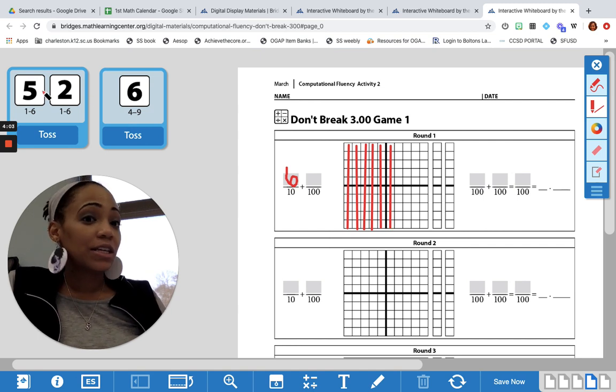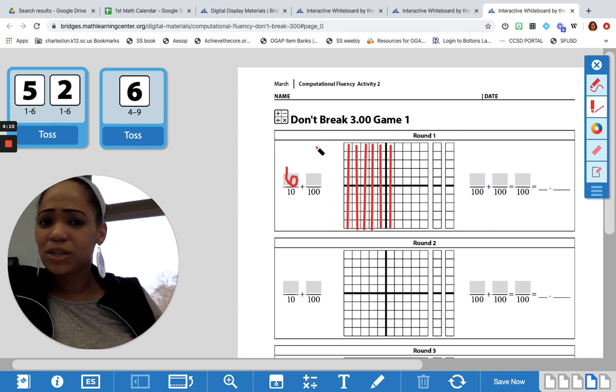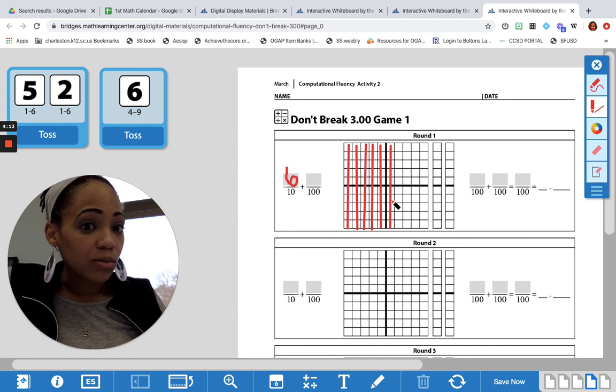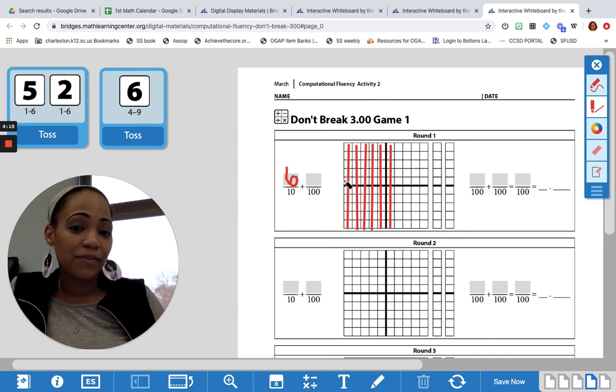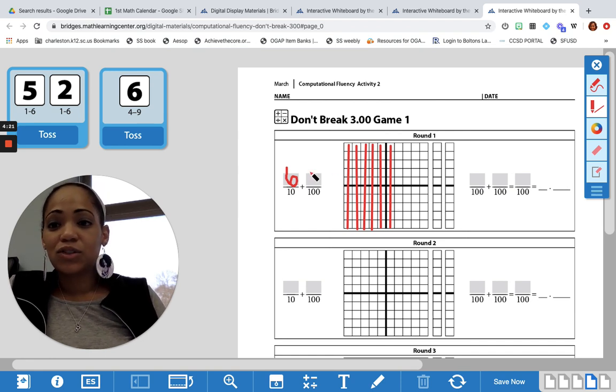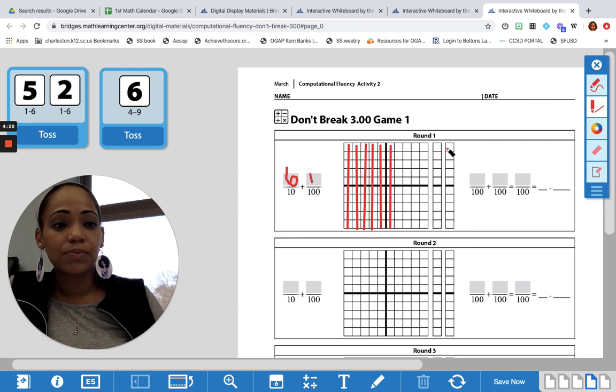Now I'm left with the digits 5 and 2, and I could make 52 hundredths, or I can make 25 hundredths. If I were to make 52 hundredths, I'm going over 1 hole. I don't want to go over 1 hole if I can help it. At least maybe not my first round. So instead of making it 52 hundredths, I'm going to make it 25 hundredths. Let me get the correct pen here. So now I'm going to represent my 25 hundredths with a different color.